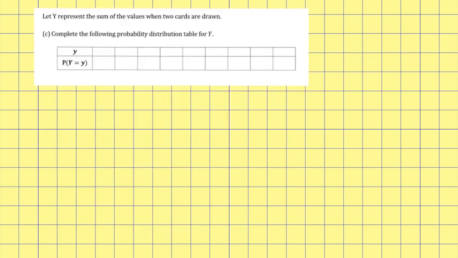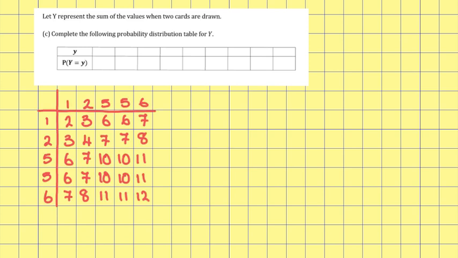Let Y represent the sum of the values when 2 cards are drawn. C. Complete the following probability distribution table for Y. The first thing we need to do is find out all the possible values for Y, and the easiest way to do this is to draw a sample space. Having drawn a sample space, all the possible outcomes, which are 2, 3, 4, 6, 7, 8, 10, 11, and 12.